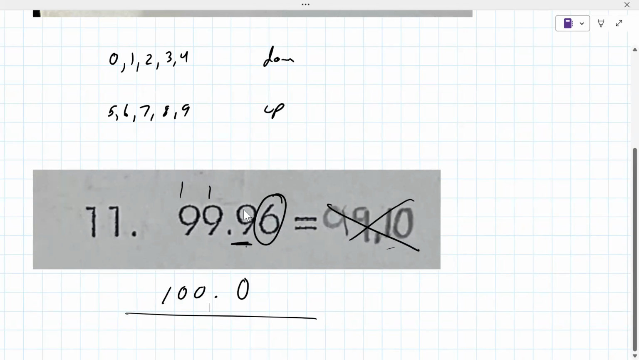Almost rewrote the new numbers, but that was the only one I saw there. That was an issue. Let's look at 14 here. 14's got a small error on it.